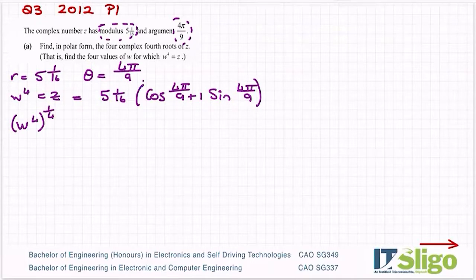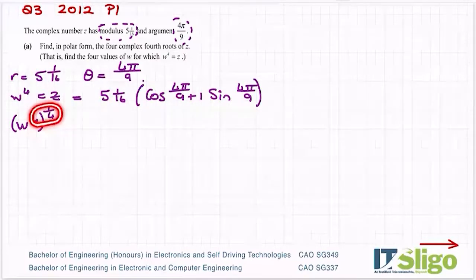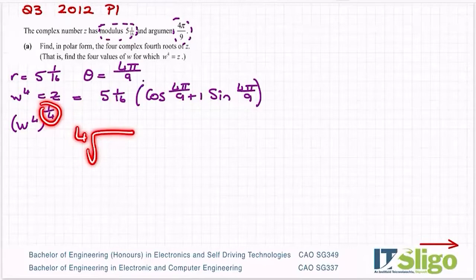Because we're playing with the rules of indices here, where a power to a power, we multiply them. 4 times a quarter is 1, okay? Or a quarter is the fourth root, whichever way you want to look at that.